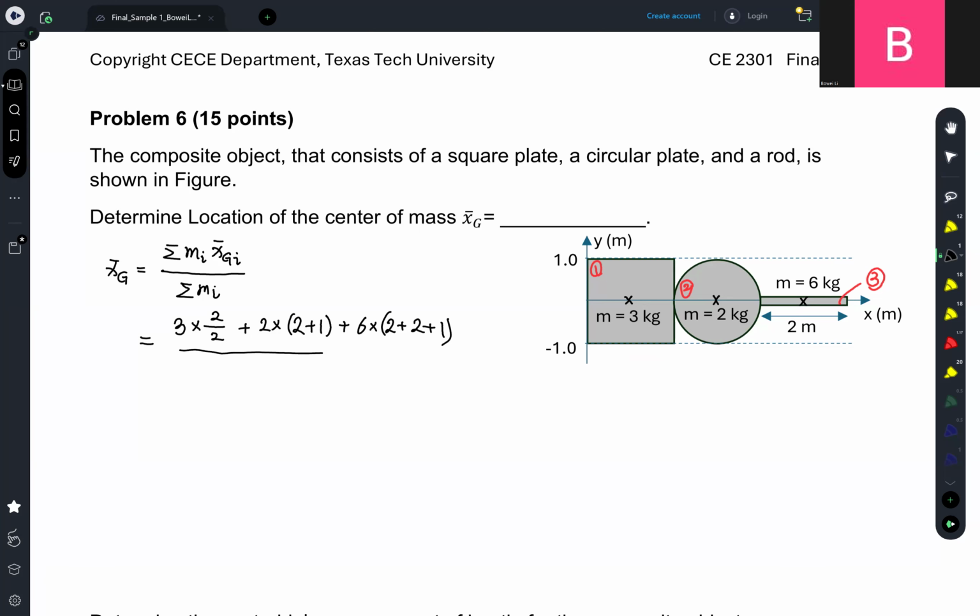Okay, then divided by the total mass, right? So it is the total mass here. Okay, so now if you evaluate that, you're going to see that it equals to, so the numerator here is 3 times 1 plus 2 times 3 plus 6 times 5, okay, divided by the total mass here. It is actually 3.55, okay, so it is in meters here.